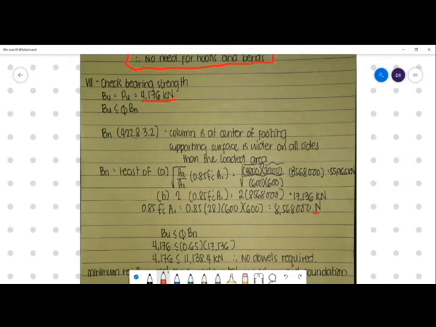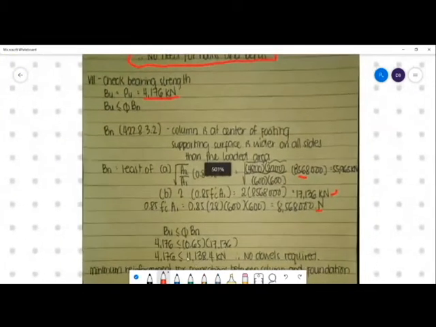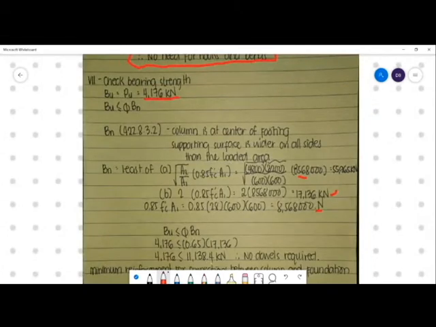8,568,000 Newton. Okay, we apply the same formula here. In here we have 55,965 kilonewton for formula A and 17,136 kilonewton for formula B. So 4,176 shall be less than or equal to 0.65 of 17,136. And that is equal to 11,138.4. So no dowels required.